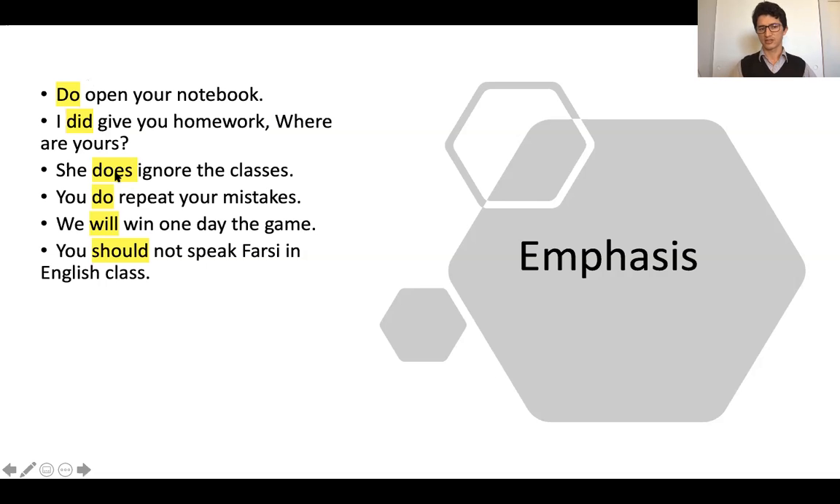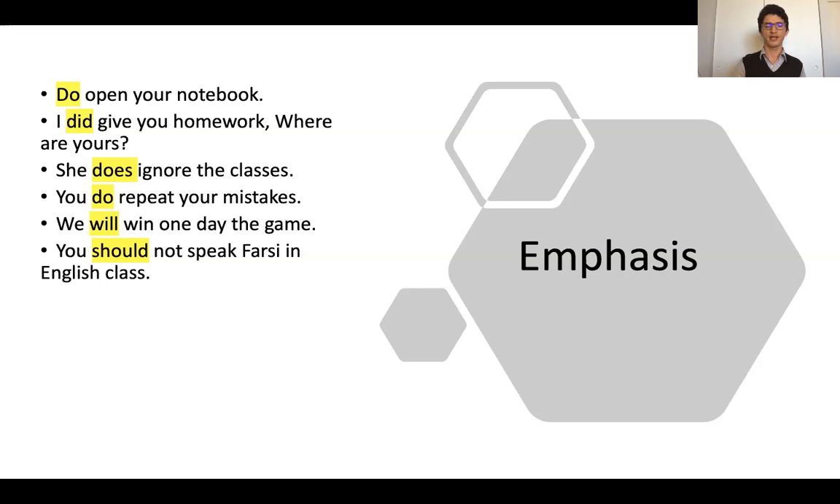She does ignore the classes. Here we are somehow unhappy about that, and we say she does ignore the classes. You do repeat your mistakes. So we are so unhappy and nervous. We say, you do repeat your mistakes. So just to show emphasis, we use emphatic do.